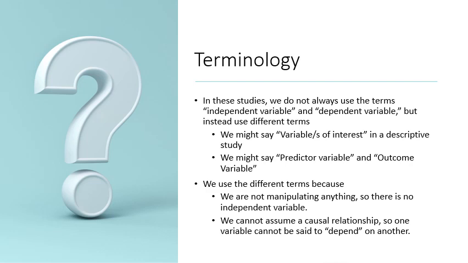The reason is that we're not manipulating anything. So there's no independent variable, which is what the manipulation is. And because we're not manipulating anything, we can't assume a causal relationship. We can't say one variable depends on another. So here we don't have a dependent variable.